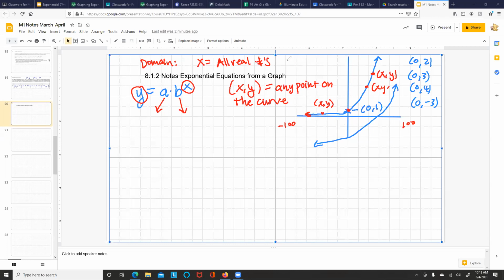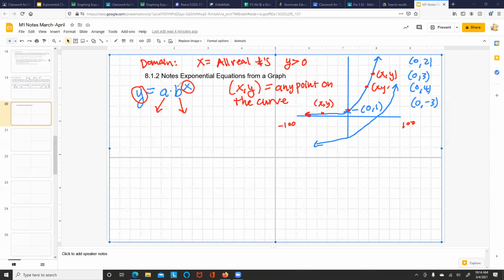Y is not going to be all real numbers. Our range is not going to be all real numbers. Our y values only go above 0. So I'm going to put y is greater than, oh, not equal to, sorry, just greater than 0. It can't be equal to 0. So what do a and b stand for? Anybody remember what a and b stand for? Want to give it a shot, a try, a guess?